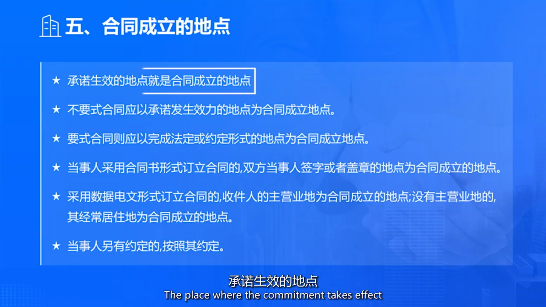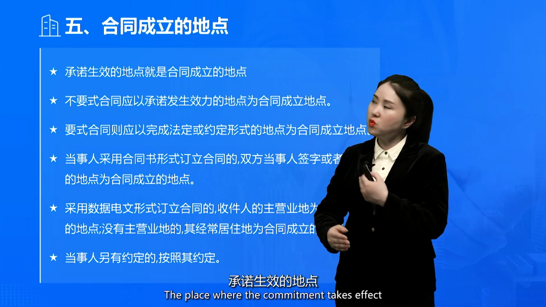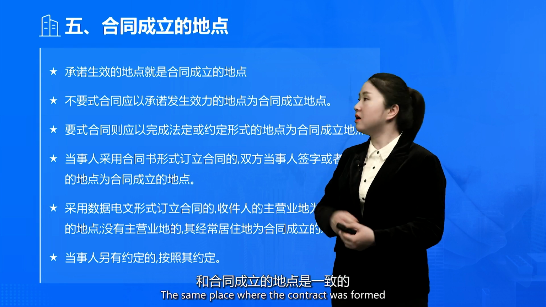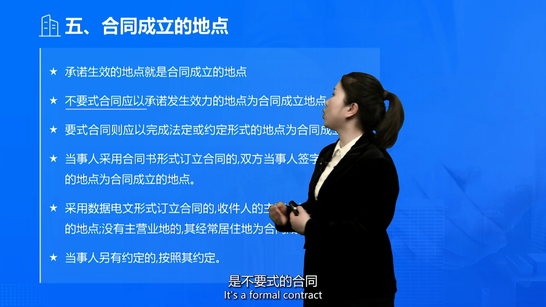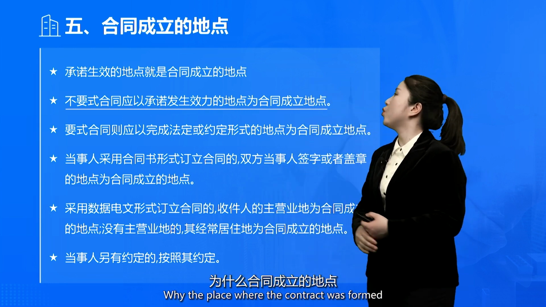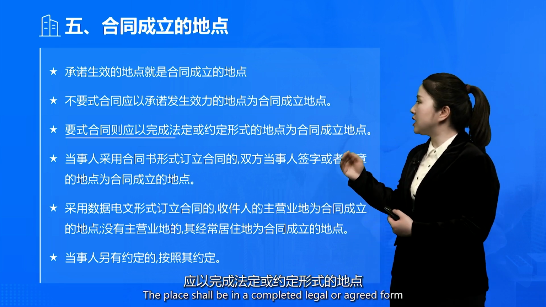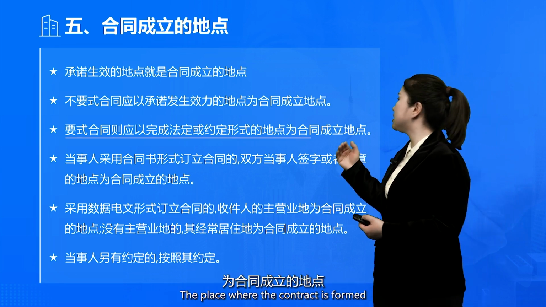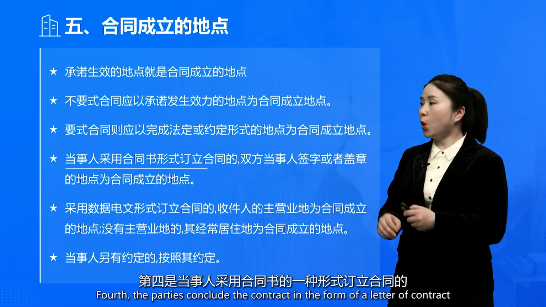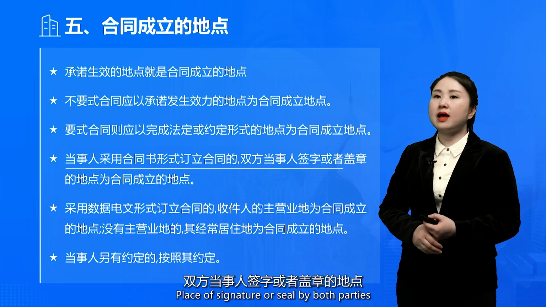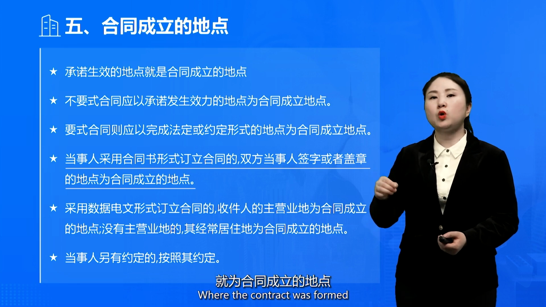The place where the commitment takes effect is usually where the contract was formed. The place where the commitment takes effect is the same place where the contract was formed. Second case, a formal contract: the place where the undertaking takes effect is the place where the contract was formed. The third form of the contract: the place shall be in a completed legal or agreed form. Fourth, the parties conclude the contract in the form of a letter of contract: the place of signature or seal by both parties is where the contract was formed.